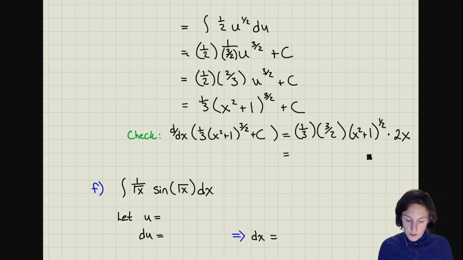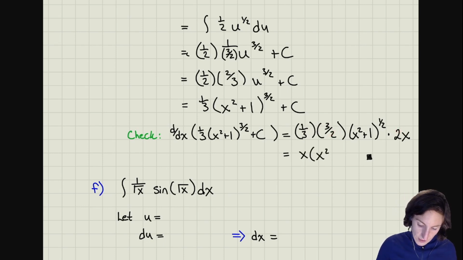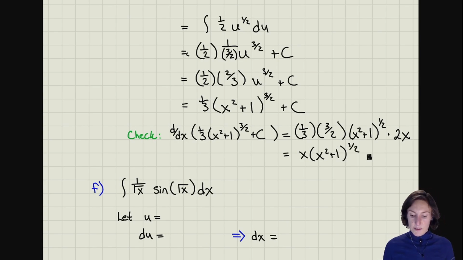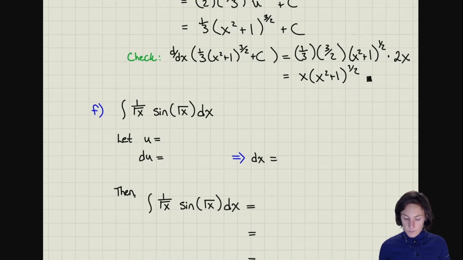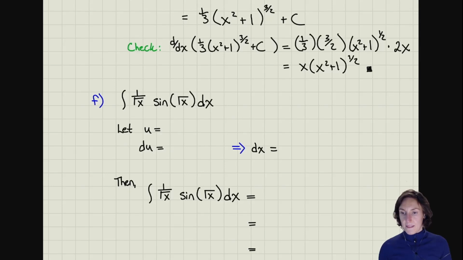And now when I simplify things, my 3 is going to go away here. Oh, I have a 2 and a 1/2, so that goes away. And I'm just left with x squared plus 1 all to the half, which in other words means the root. Okay, which is exactly what we started with. Okay. Ooh, now this one, sine.